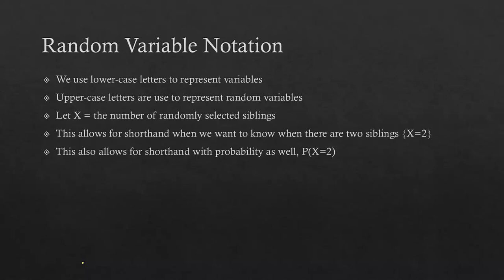It also allows you to use this shorthand for probability. What's the probability of having 2 siblings? Well, the probability of that random variable equaling 2. It makes it a lot easier than having to write out that whole thing inside the probability parentheses.